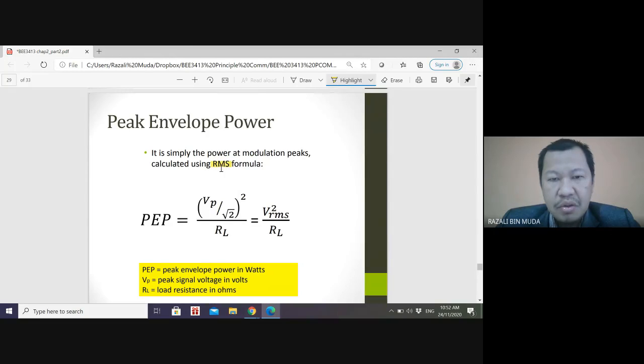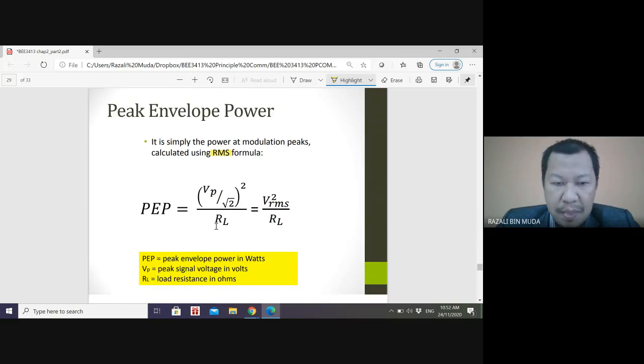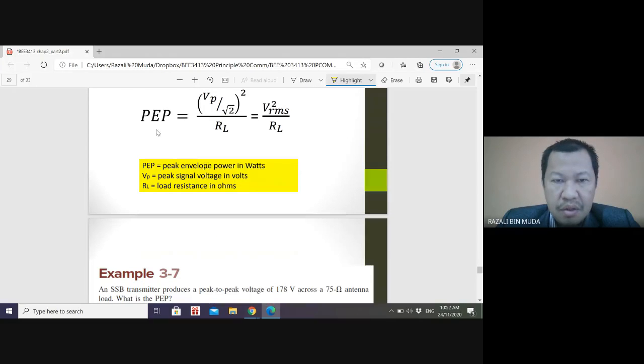When you measure power, you always use RMS. So it is (V peak over square root of 2) squared over RL. This is the equation for peak envelope power: VRMS squared over RL. PEP is in watts, V peak is the peak voltage in volts, and RL is the load resistance in ohms.